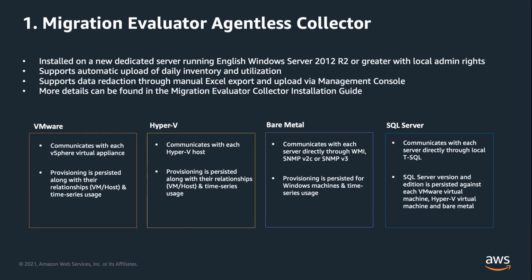The Migration Evaluator Agentless Collector is installed onto a new dedicated server running Windows Server 2012 R2 or above. The collector can be configured to automatically sync collected data to AWS, in which case we can easily confirm the scope of the collection and also monitor the health of the collection. Alternatively, we support a manual upload process via our secure management console. We collect server specifications and time series utilization data over a defined collection period, usually 14 days. We collect data from the host level for supported hypervisors using the hypervisor APIs for VMware and Hyper-V. For other hypervisors and for bare metal servers, we use industry standard SNMP or WMI to gather performance data. We can also gather Microsoft SQL Server version and edition data, which helps with rightsizing license costs.